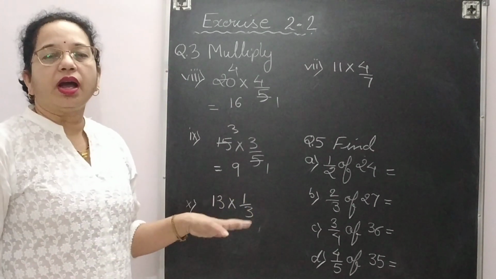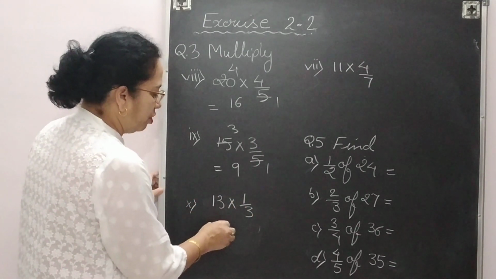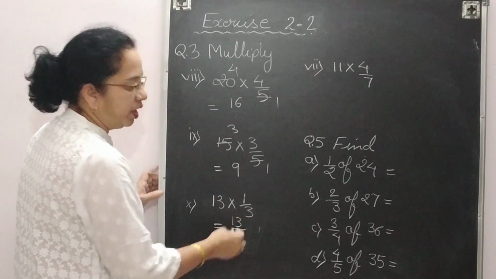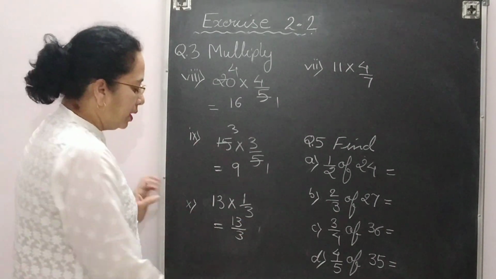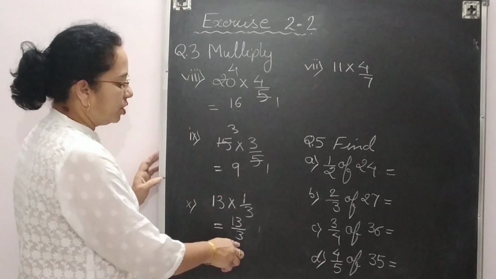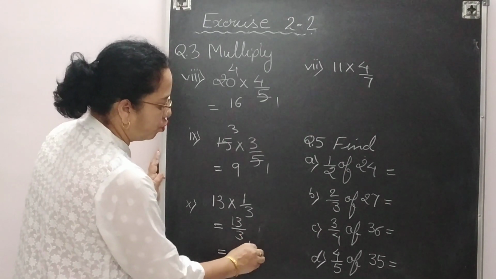Okay. Here we can't cut any number, one from the numerator and one from the denominator. So what we will do? We will multiply numerator with numerator and denominator with denominator. Since your numerator is greater, we will convert into a mixed fraction. Beside table of 9, 3 4s are 12, so it is 4 and 1 by 3.